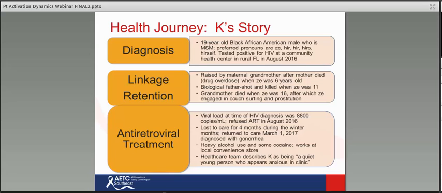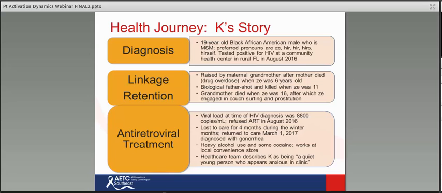Kay is a 19-year-old Black African-American male who is MSM. Kay's preferred pronouns are Z, here, and here's, and herself. Kay tested positive for HIV at a community health center in rural Florida in August of 2016, so about a little less than a year out.